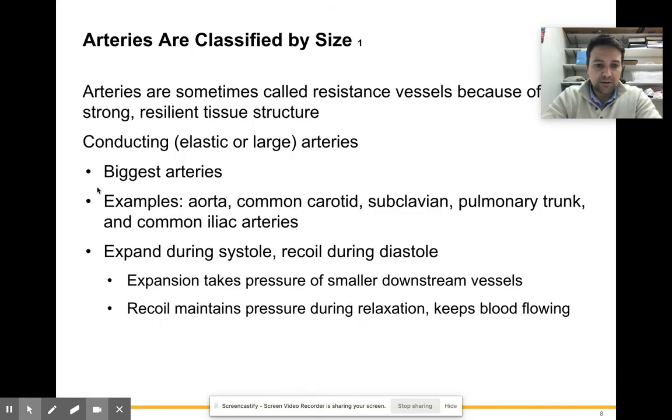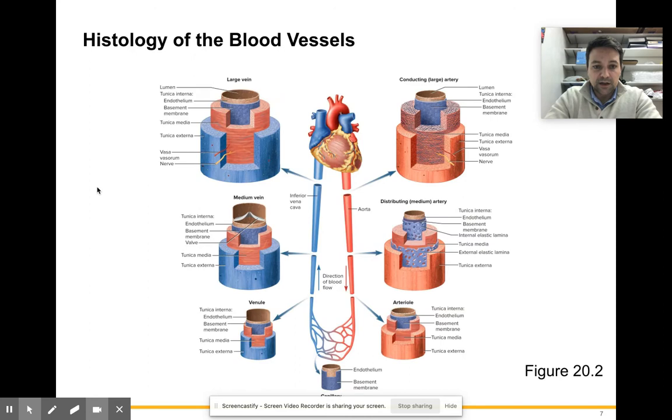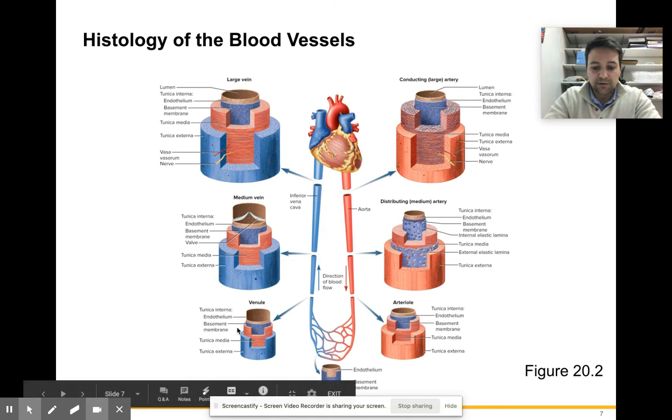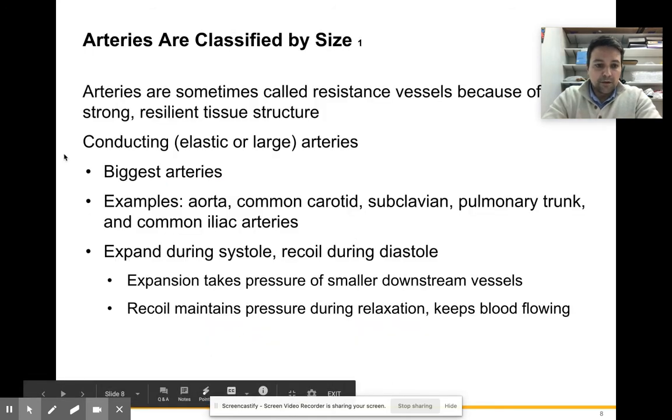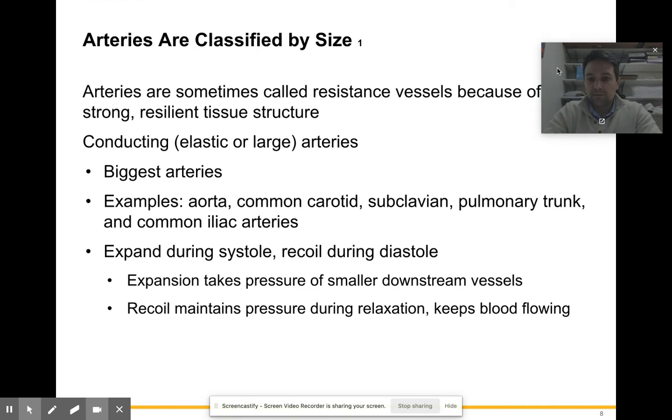We classify our arteries and our veins by their size, just like this picture suggests. We have large, medium, and small arteries. We have large, medium, and small veins. We have names for each one of these that we need to know.